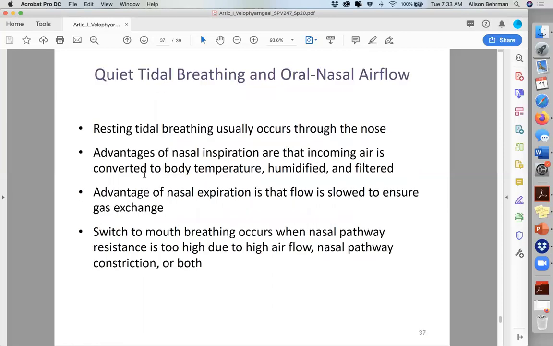Slide 37, during quiet tidal breathing, air flows through the nose and sometimes through the mouth, depending upon factors such as nasal congestion and also personal breathing style.